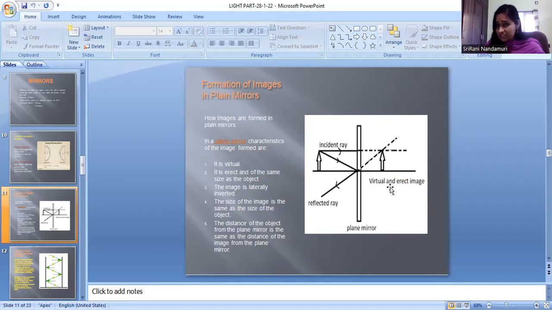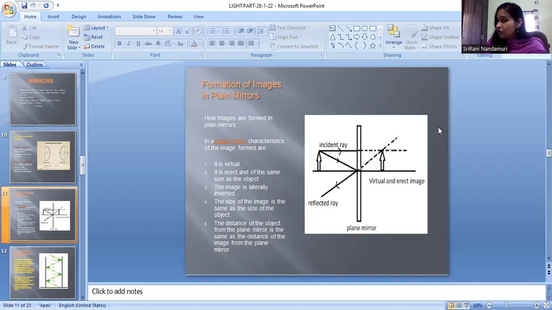And how do these images appear? Always in erect position. You can see the reflected ray and the incident ray meet. Always this image is in erect position, which means upright position. Always your head shows upside only, right? Can you see your image in the mirror with the head downside? No. This is how the plane mirrors always form the virtual and erect image.